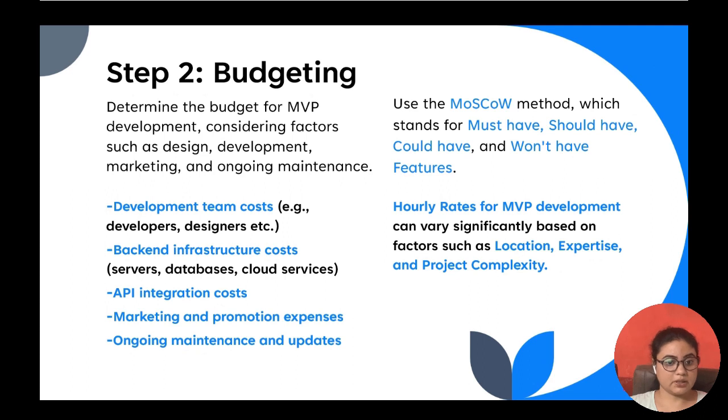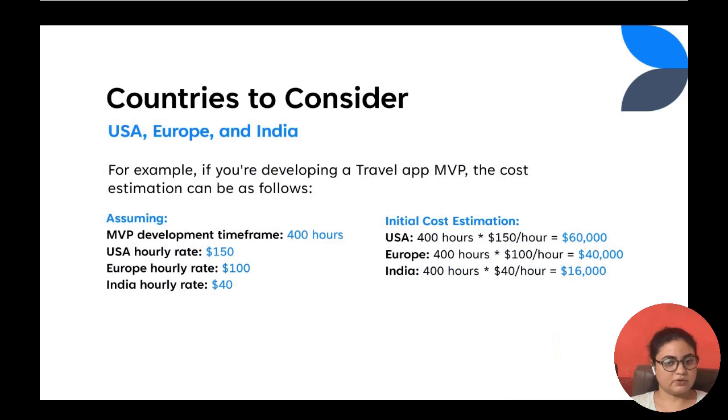So for example, the average cost per hour for USA is $100 to $200. For Europe, it's $70 to $150. And for India, it's $25 to $60. So this can really impact your whole budget while developing your MVP. So assuming a basic travel app MVP will take 400 hours for development. For USA, the cost will come around $60,000. For Europe, the cost will come around $40,000. And for India, the total cost will come around $16,000.